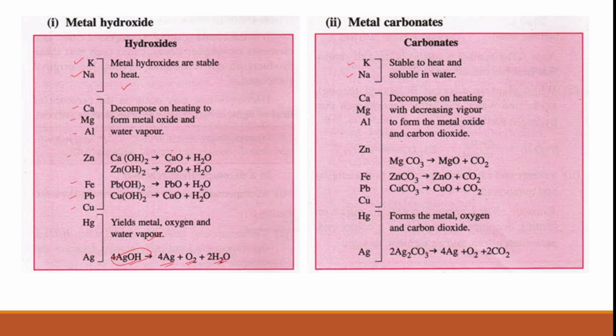oxide and carbon dioxide. Decreasing vigor means when we come down, the reaction is not that fast or not that serious, isn't it? And when we come back to here, mercury and silver, they form the metal, oxygen and carbon dioxide, same like metal hydroxide. They form metals, oxygen, and here it is carbon dioxide, but in metal hydroxide it is water vapor. Okay, so that is the difference.